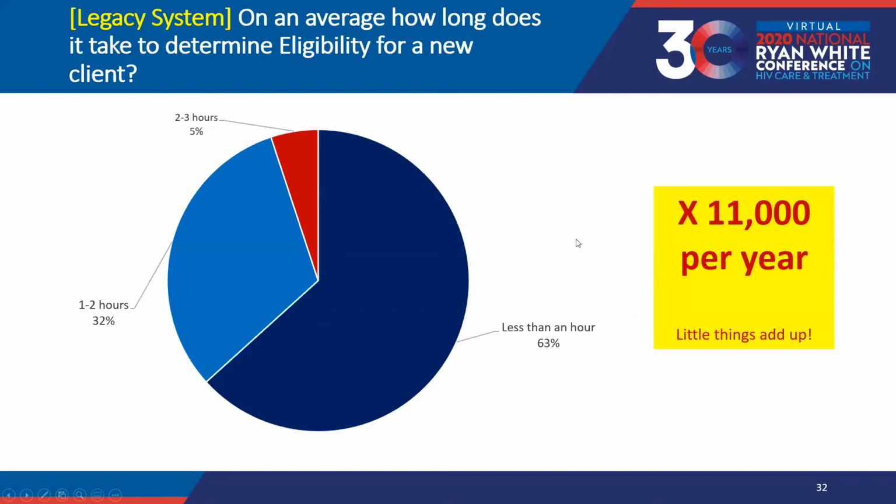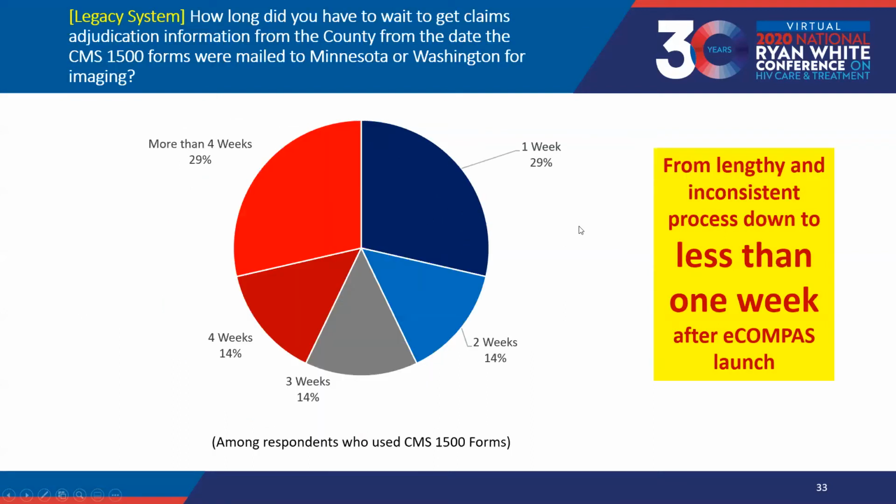One of the things that we looked at in this survey for the legacy system that the eCompass system replaced, and it's called E2 Hillsborough that replaced the legacy system. And one of the questions was, on average, how long does it take to determine eligibility for a new client? As you know, eligibility determination is very important, and it can be complicated, and there's lots of steps. And so, although these are relatively low numbers, less than an hour, 1 to 2 hours, 2 to 3 hours, you have to multiply that by the two cycles every year by the number of active clients. So you have to multiply this by 11,000 each year. And the point here is that little things add up. These relatively small amounts really do add up over the course of a year.